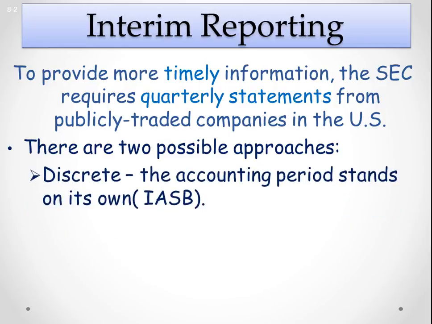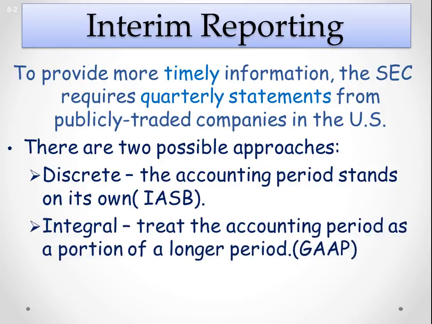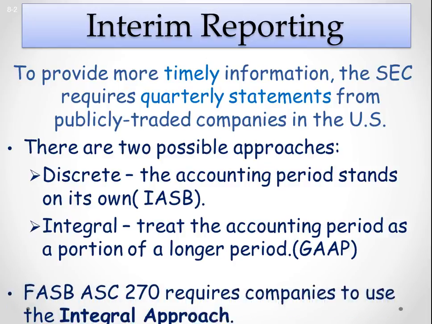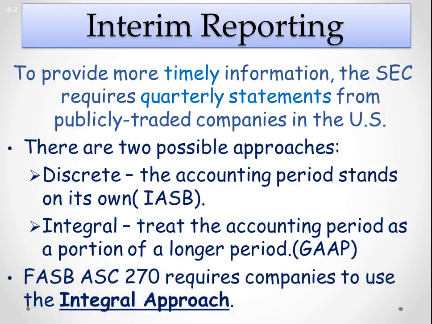Now, there's two possible approaches. The discrete, which is used under the international standard, says that you only record something when it happens. So if you pay bonuses in December, you record them in December. Under the integral approach, we treat the accounting period as a portion of a longer period. So, for example, if you have bonuses, then you would prorate them throughout the year. So, it's FASB ASC 270 that requires that U.S. corporations use the integral approach.